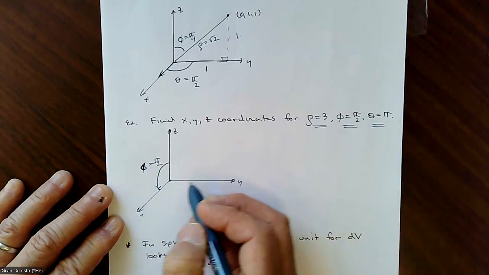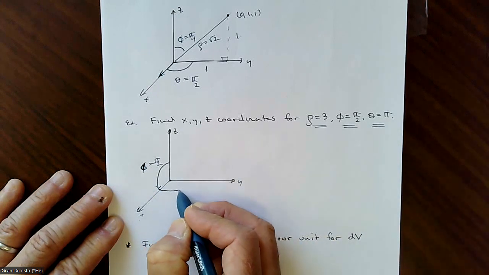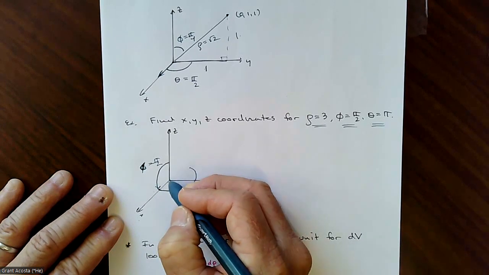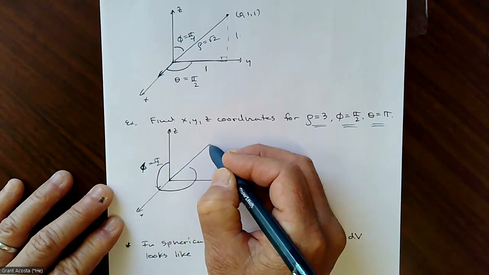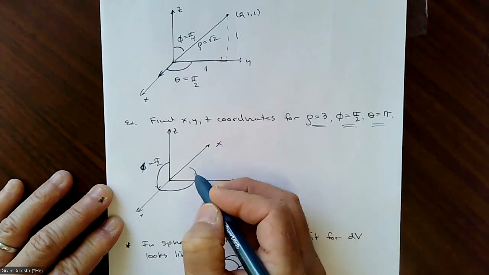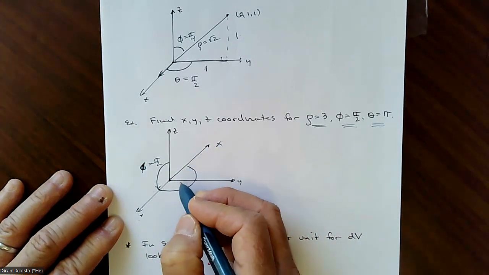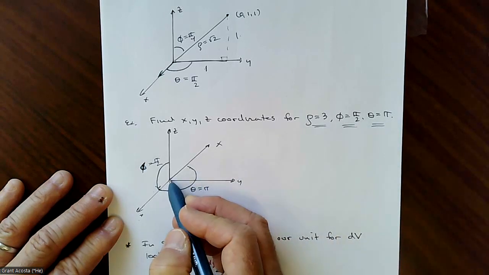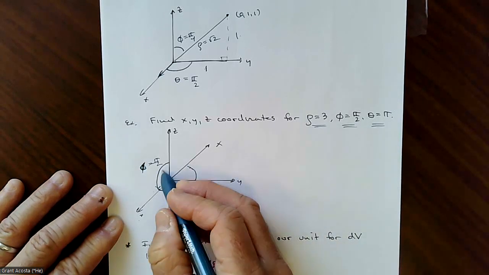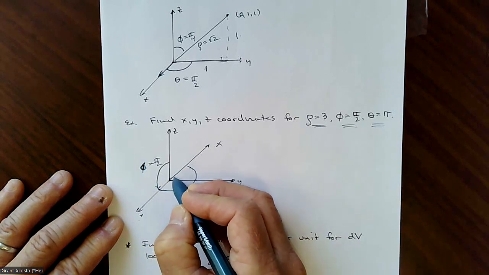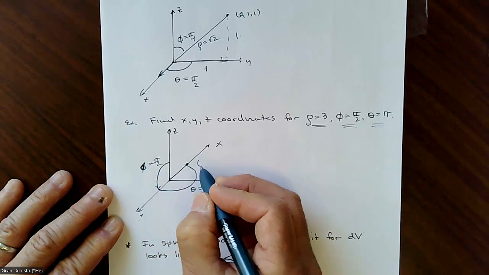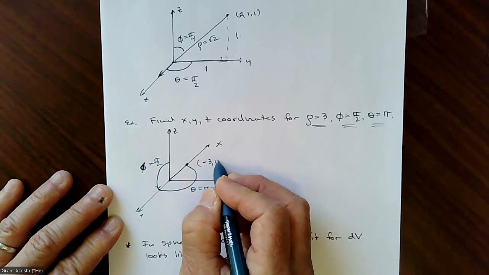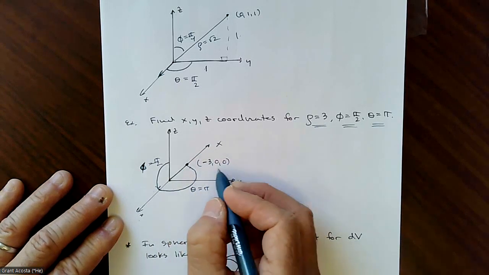And then I'm going to rotate theta equals pi. That's going to take me around a half a circle. So I'm actually going to go over here towards the negative x-axis. This is negative x. That's an angle of pi. And then if rho is 3, I'm going to walk 3 units out here, and that's going to take me to the point, because I'm going in the negative x-axis, negative 3, 0, 0.